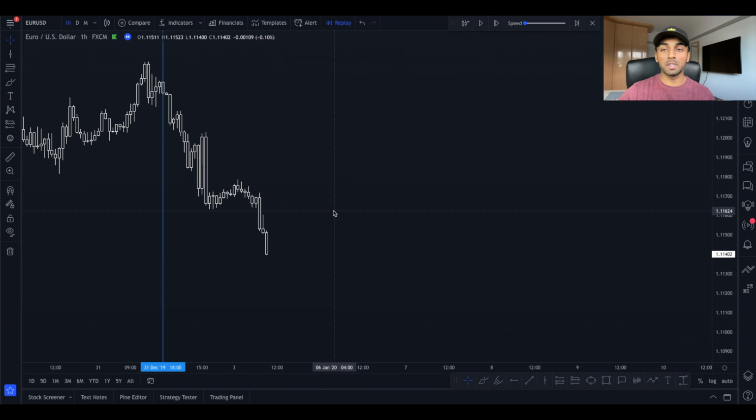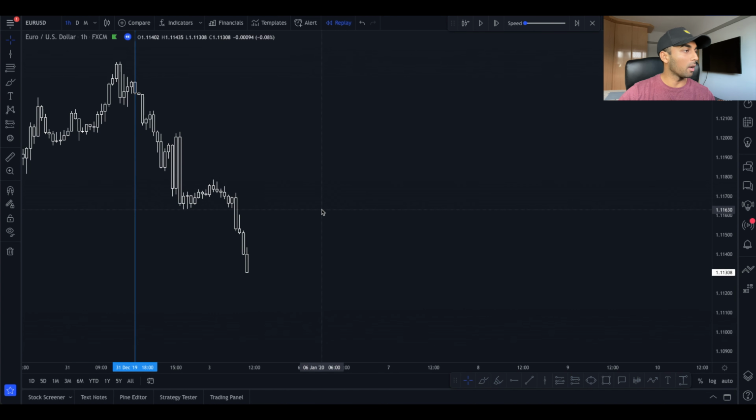Like I said before, this is a pair that I like to be a bit more patient with. So we may or may not get opportunities. But again, this is very important for us traders: sit on your hands, be patient and just wait for the right opportunity.